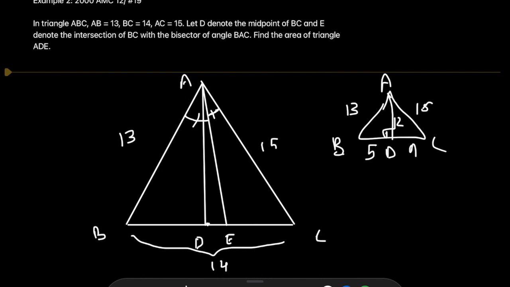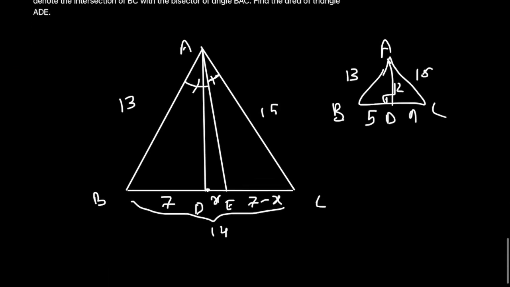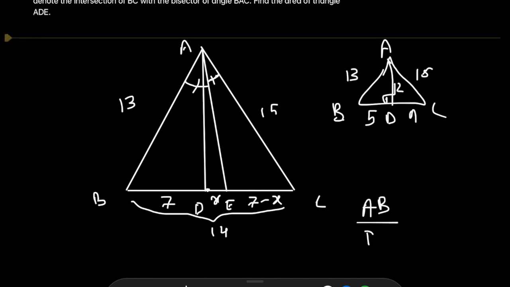So all we need to do now is to find DE in order to use 1/2 base times height. So let's let DE equal x. And since BD equals 7 and the whole BC is equal to 14, we know that EC must be equal to 7 minus x. Right? And now we can just use the fact we're given about the angle bisector. So we know that angle BAE is equal to angle CAE. So based on that, we can write down from our angle bisector theorem that AB over BE is equal to AC over EC.